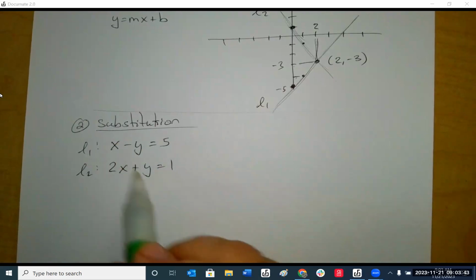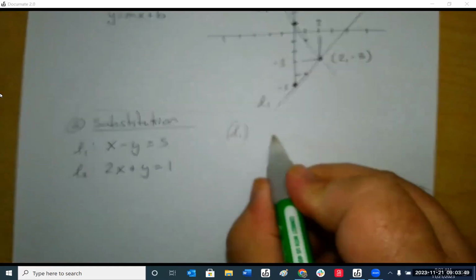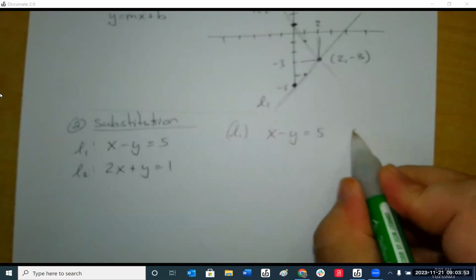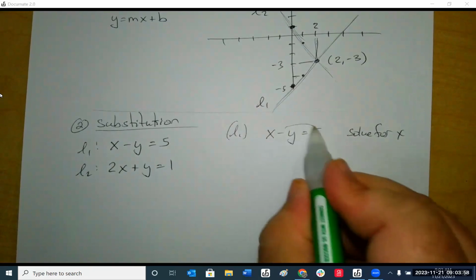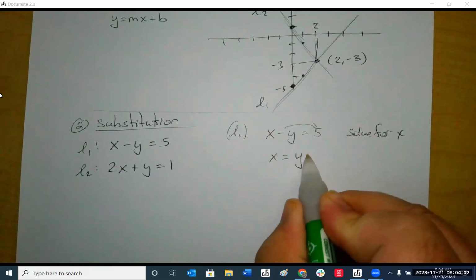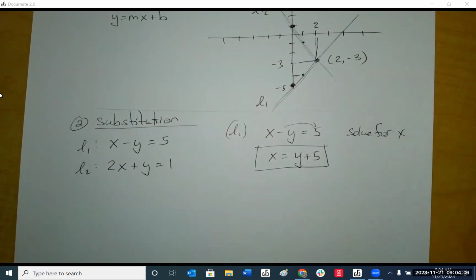So I could choose either equation and choose a variable to solve for. I'm choosing line 1, and I'm solving for x because it's easiest. All I have to do is move the y over. So I have x equals y plus 5. We'll come back to this for the x value later on.